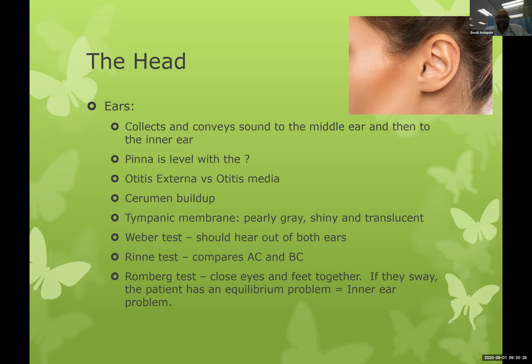So you've got otitis externa, which is the lining inside before the membrane. You have an infection of the inside of the ear. Otitis media is an infection of the actual membrane of the ear, inside of the ear. Cerumen, you've got your earwax. This tells you about the tympanic membrane, what it should look like. If it's any different than that, you would note it, if it's red or if you have purulent material on it.